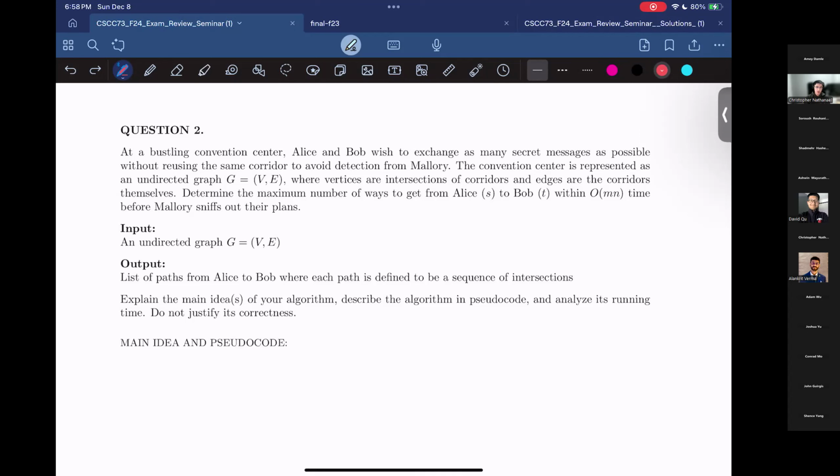So your input, once again, is an undirected graph, and your output should be a list of paths from Alice to Bob, where each path is defined to be a sequence of intersections, so like normal paths. Explain the main idea of the algorithm, describe the algorithm in pseudocode, and analyze its running time. Okay, before I give you time to think about it, can someone tell me what kind of problem this is?